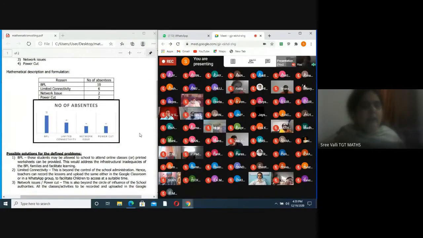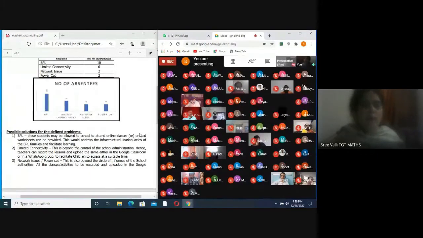And what are the possible solutions for the defined problem? Now we have come to the solutions. We underwent a survey and found some solutions for these problems. The BPL students may be allowed to come to the school to attend online classes, that is one choice. Another one, printed worksheets can be provided. This would address the infrastructural inadequacies of the BPL families and facilitate learning, since the children may not have the resources at home.